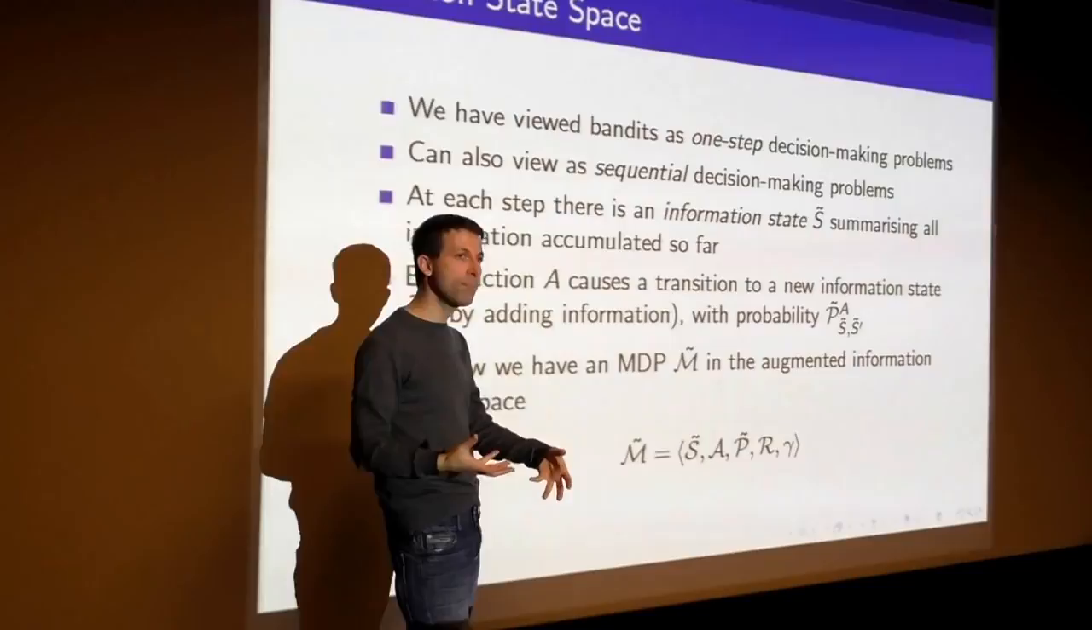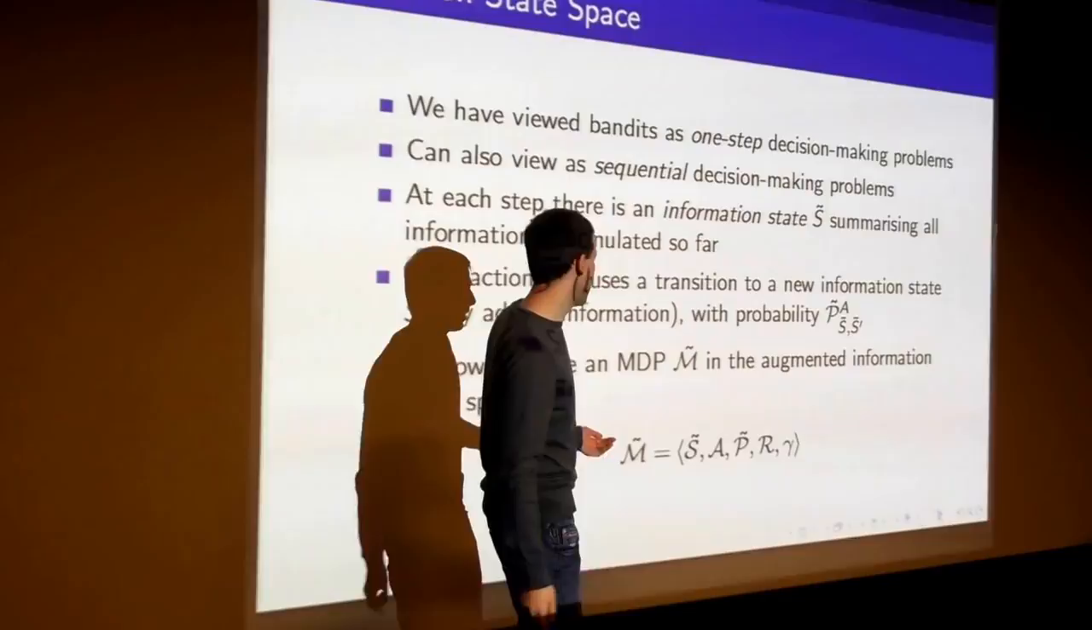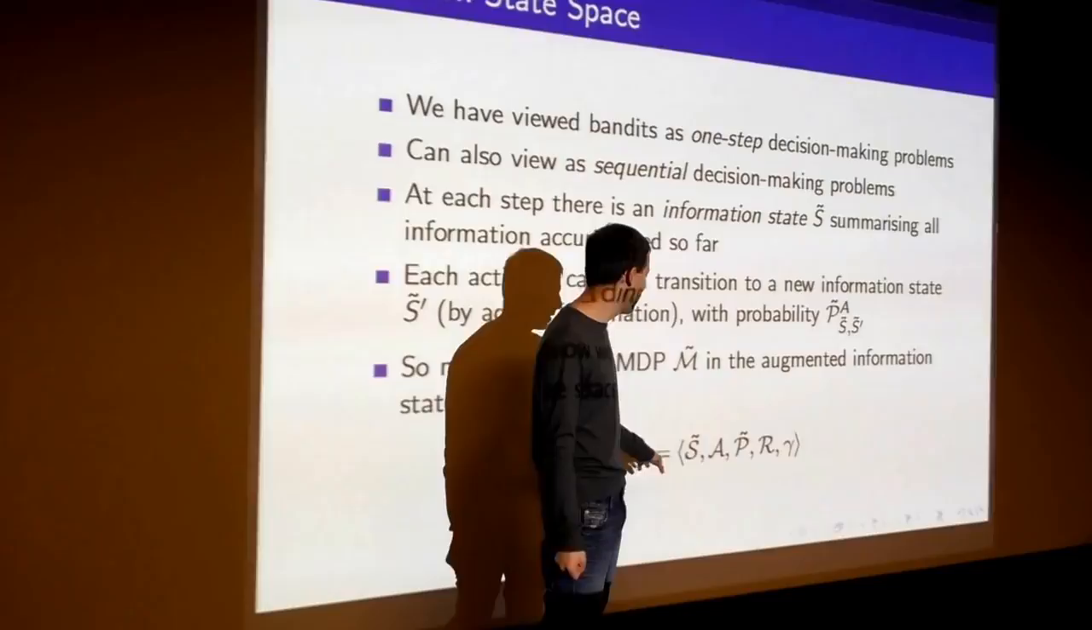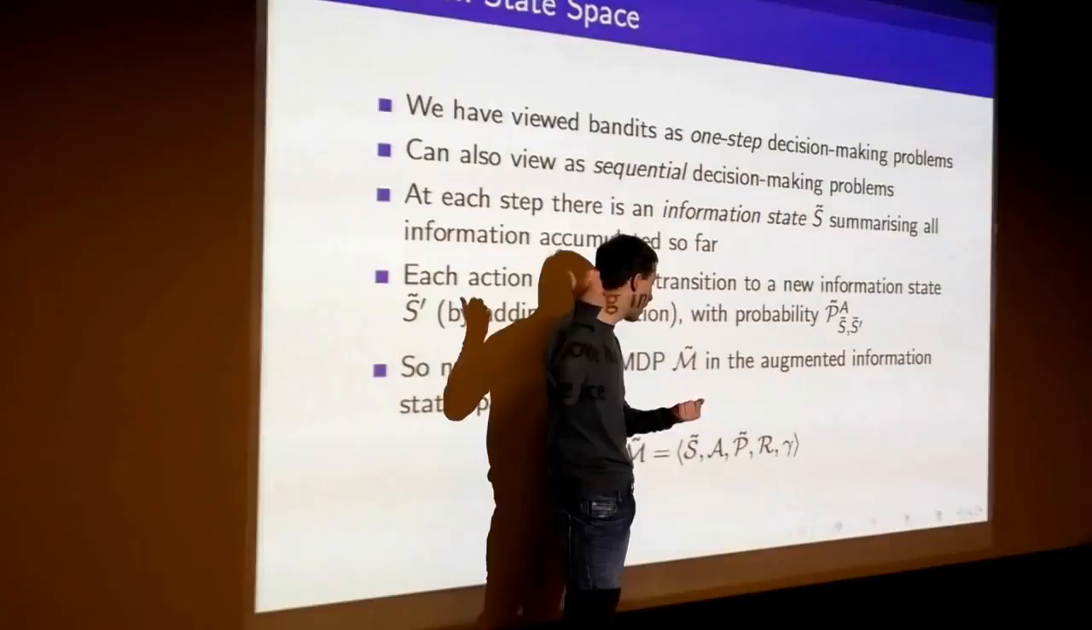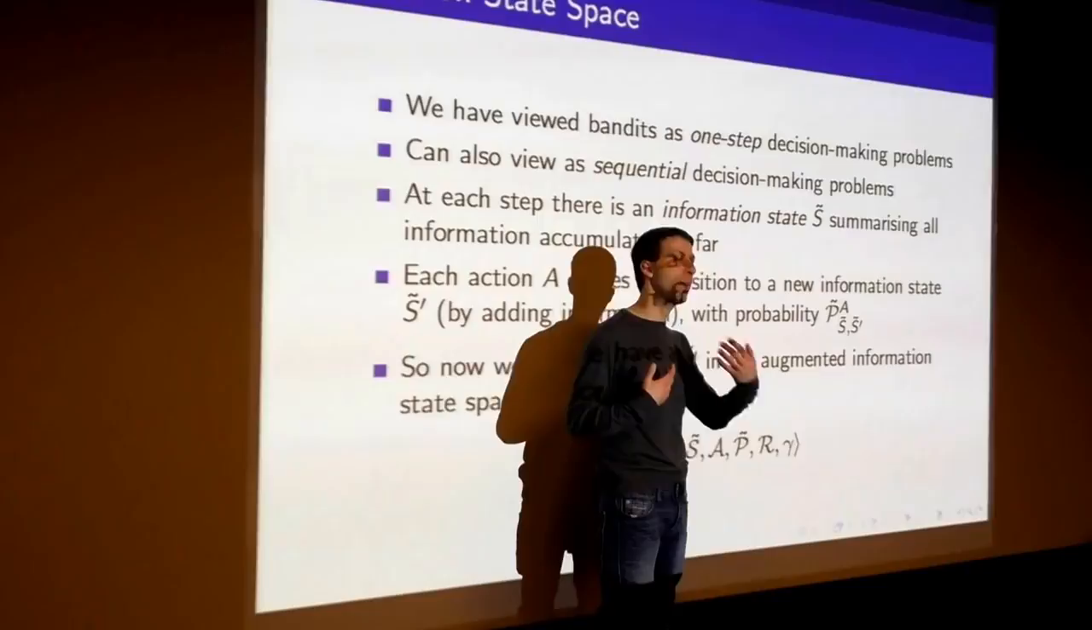So we've augmented our original problem, our bandit problem, into an augmented information state space, where we've got this M tilde, that's our overall MDP. And now we've got this information state space, we've got our normal action space, these are the levers, the arms of my bandit. We've got our transition matrix, this is the way that we transition from information state to information state. We've got my normal reward function.